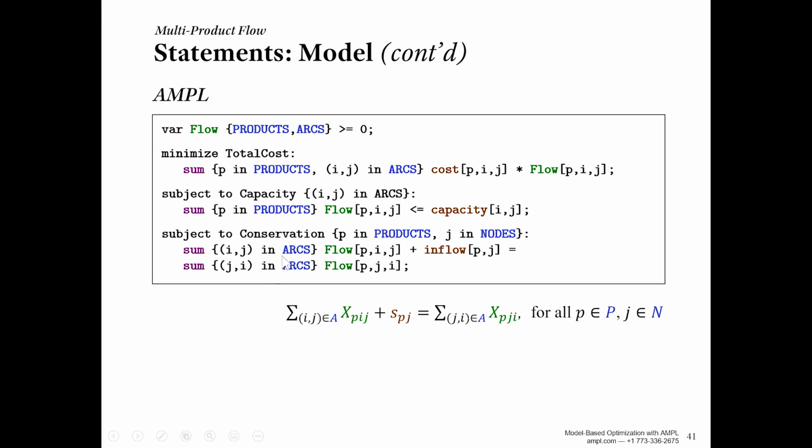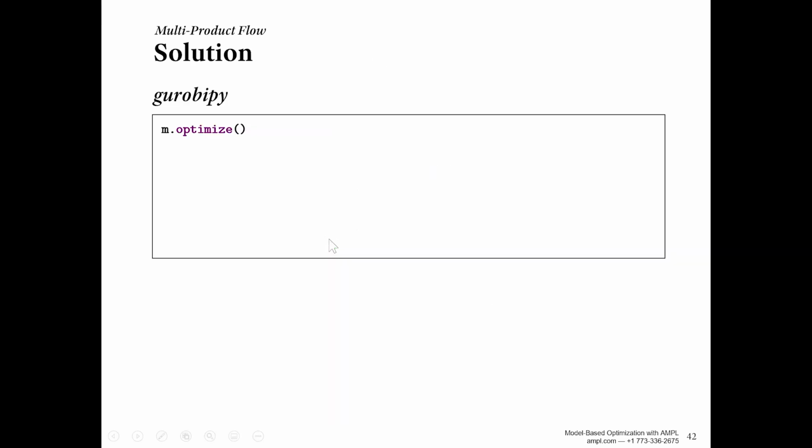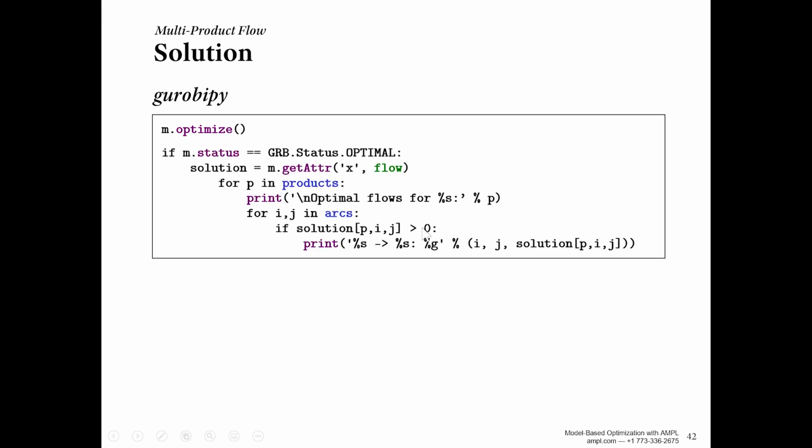AMPL processes these sums efficiently. It knows they're sums of things that are going to go into a model. Okay? And so what about solving? Well, in GurobiPy, once you've got everything defined in that Python program, you just have to say m.optimize, and it optimizes the model object m. And then everything else that appears in the example is just to print out results.